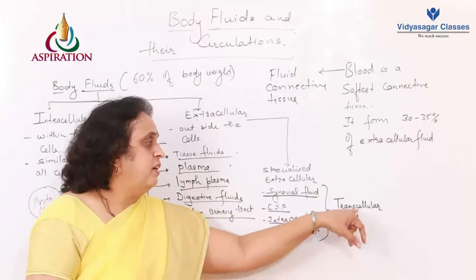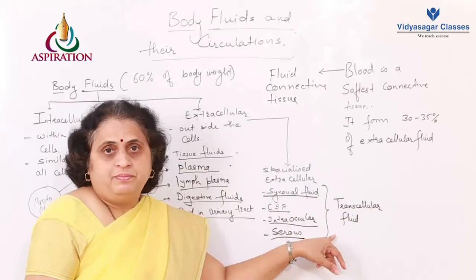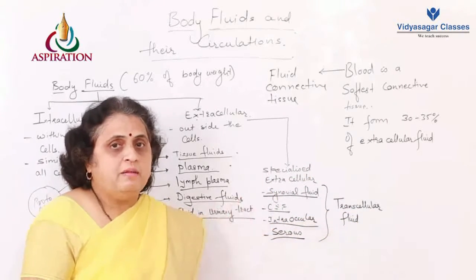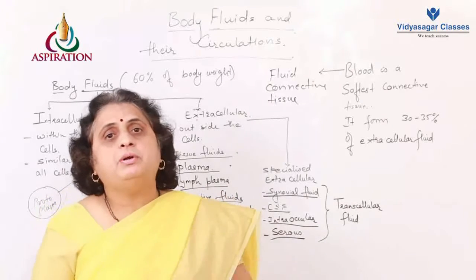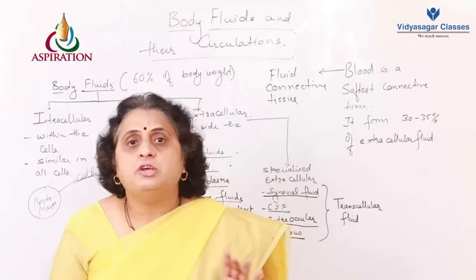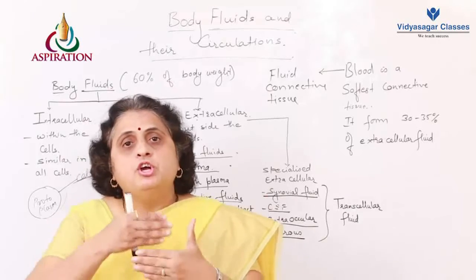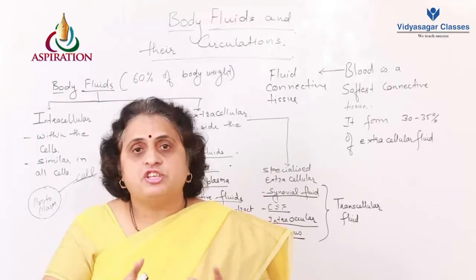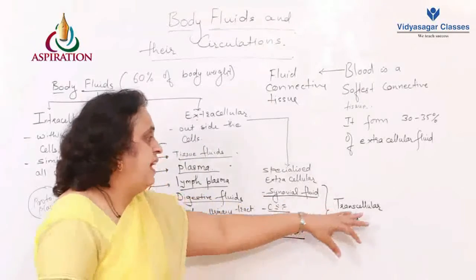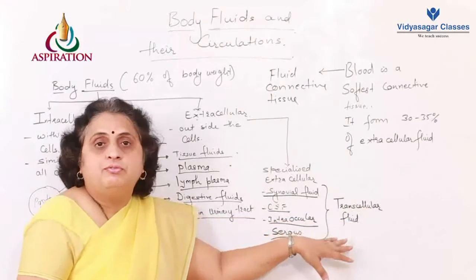All these are called transcellular fluids. They move across the cell, meaning from where they are produced they come into the cavity, but they don't circulate. So their movement is only from the cell where they are produced to the cavity where they are going to be lodged. That's why they are called transcellular fluids.